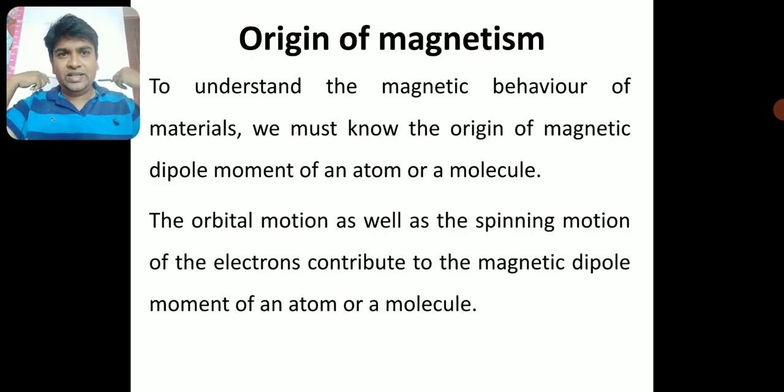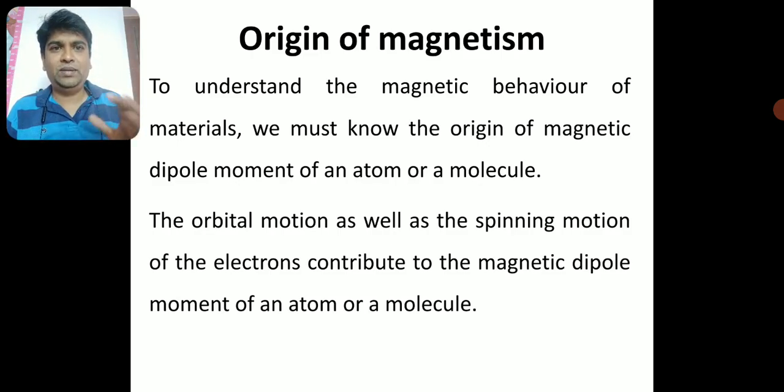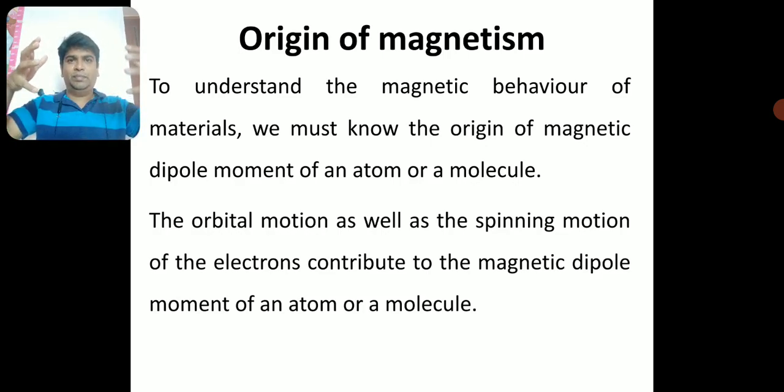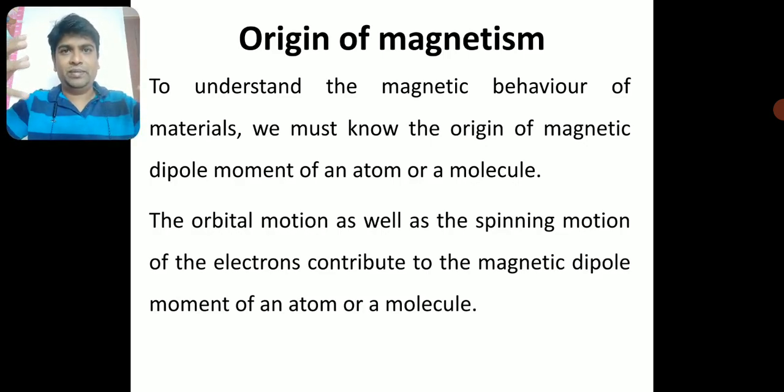It is actually the orbital motion as well as the spinning motion of electrons that contribute to the magnetic dipole moment of an atom or a molecule. If I take an atom, because a magnetic material is made up of a large number of atoms and molecules.